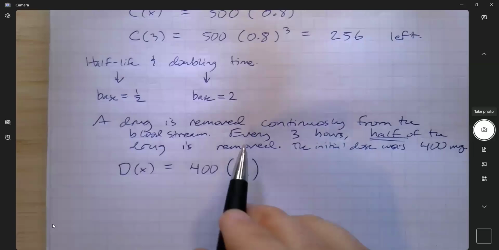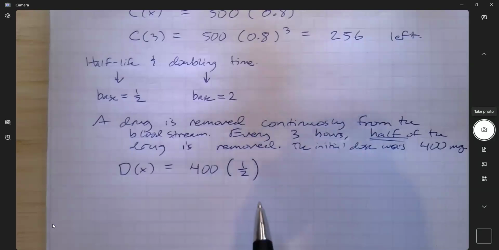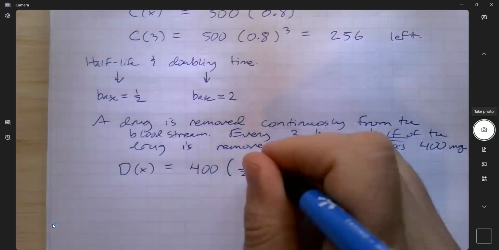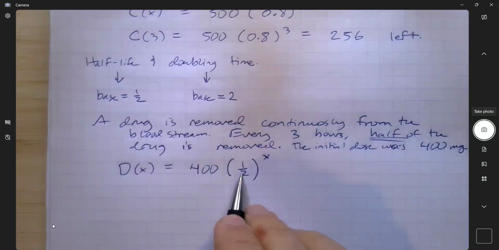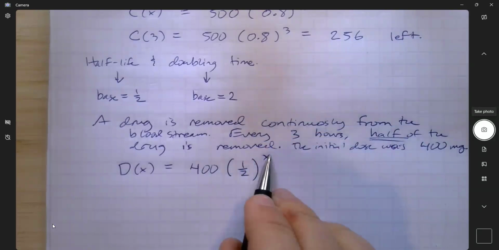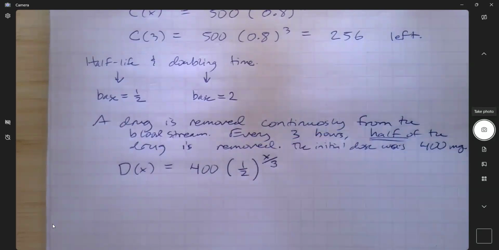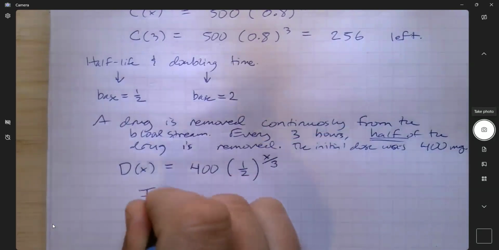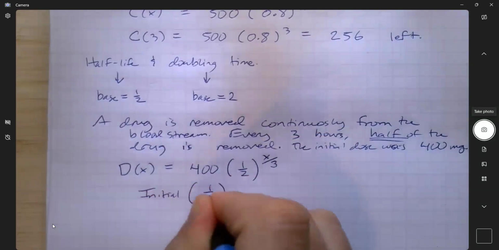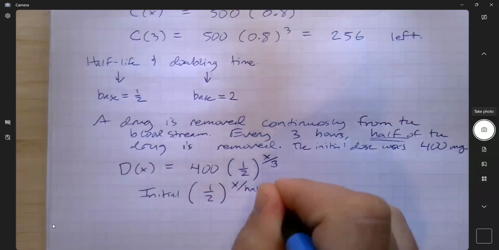And what changes here is the exponent, because every 3 hours, half of the drug is removed. If I put x here, that would say every 1 hour, half of the drug is removed. So I need to slow down that process. And to slow it down, I take x and I divide it by 3. So the general formula for half-life is initial value times a half to x over the half-life.